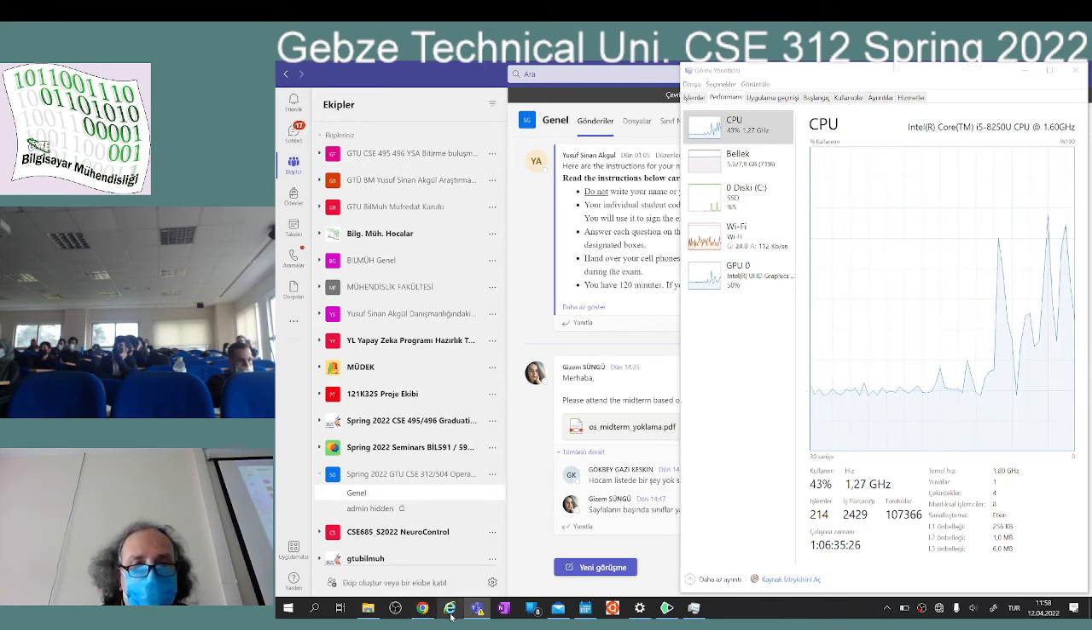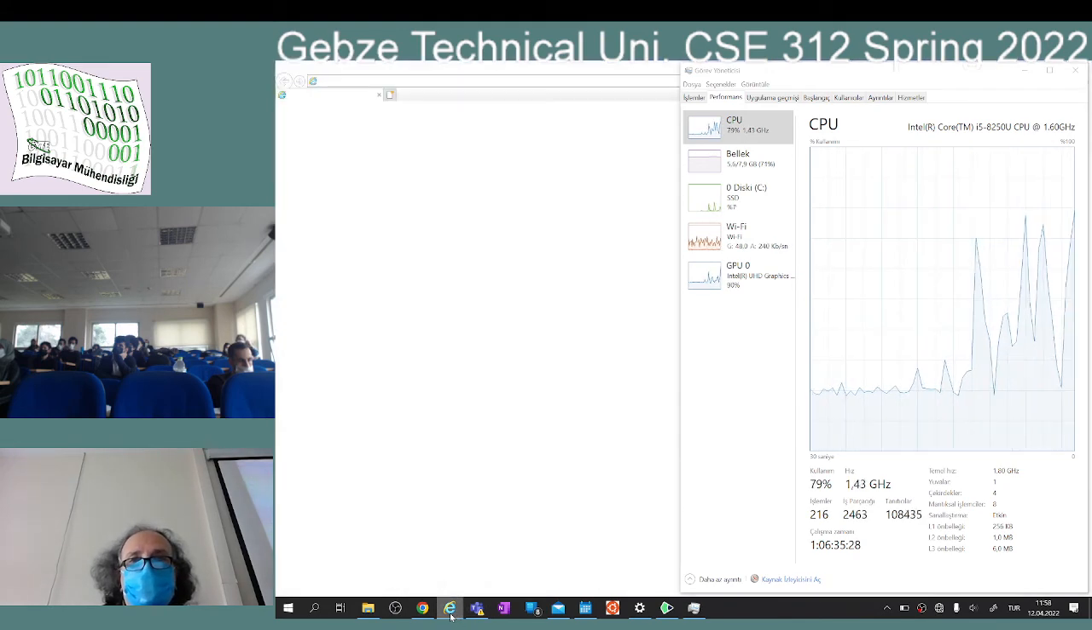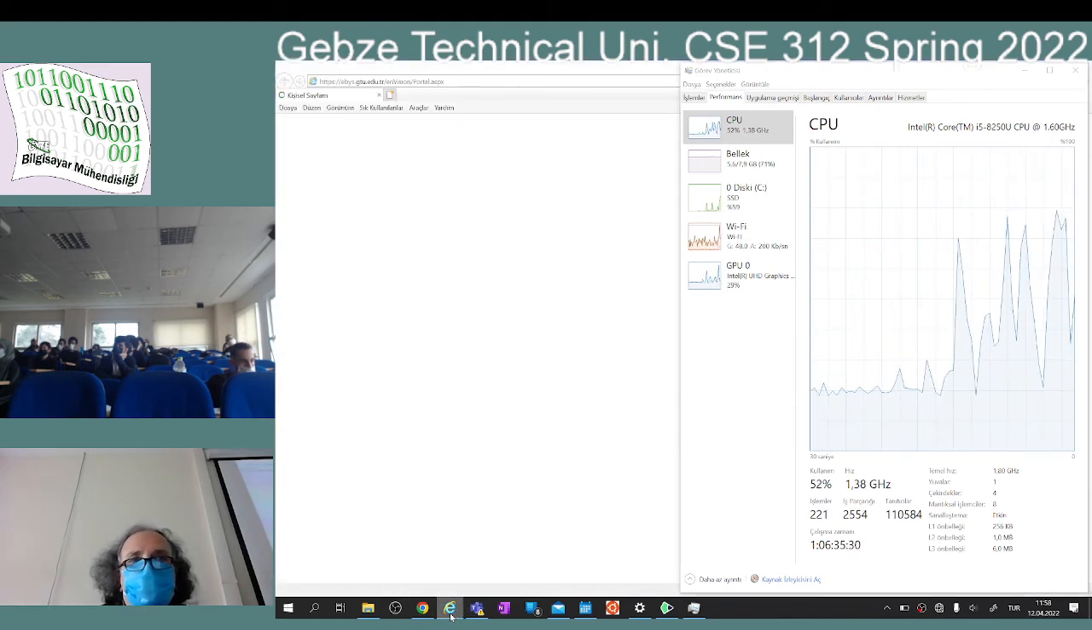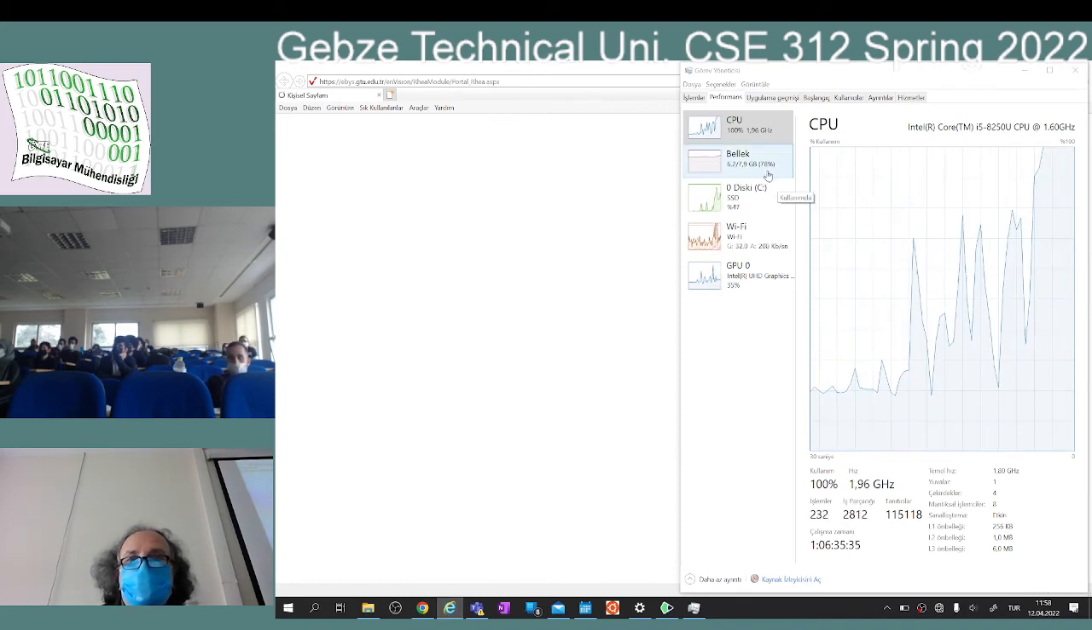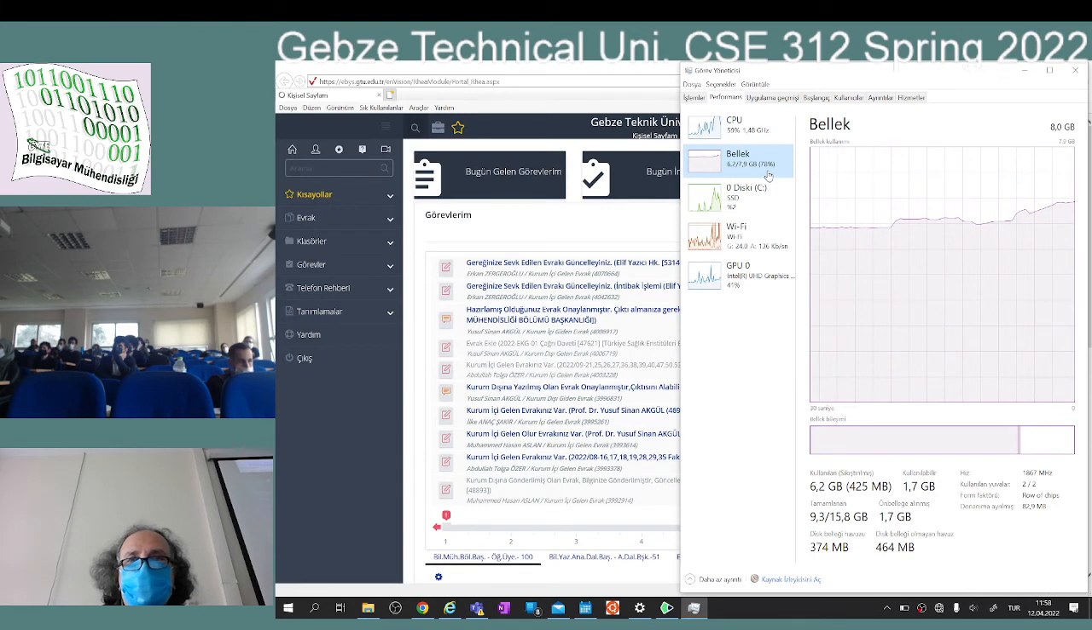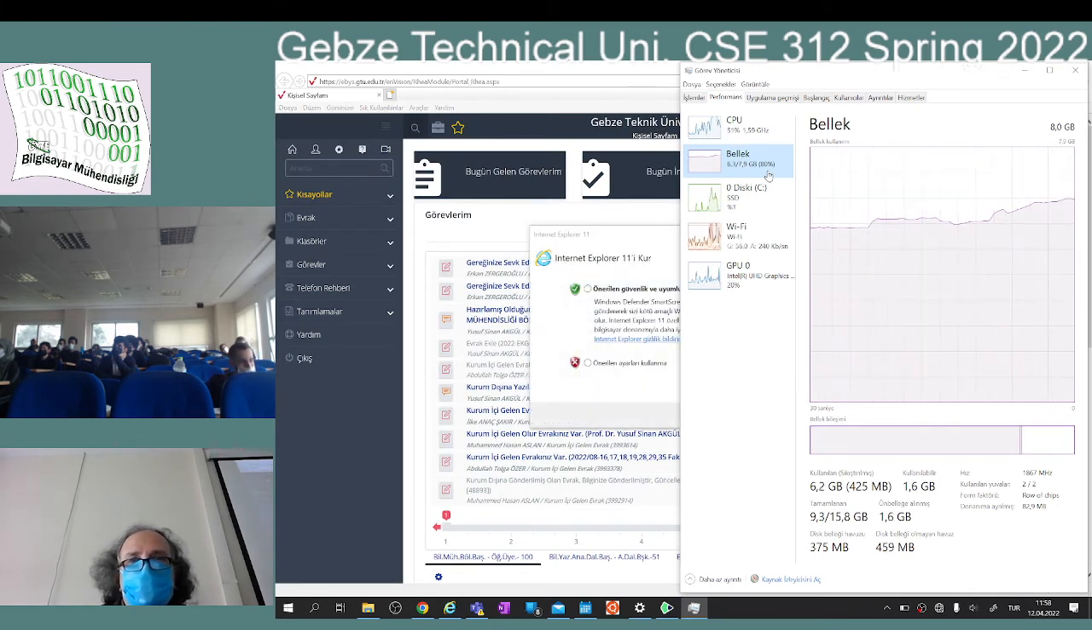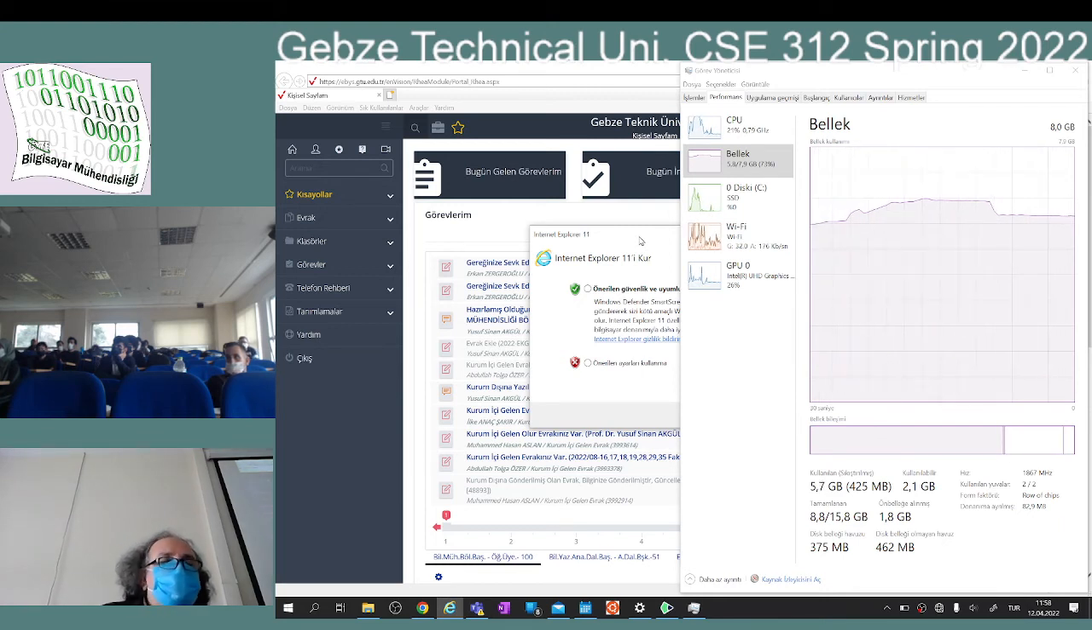Let me launch this Explorer. I am launching it. It is trying to load something, so my memory is increasing and increasing. Okay, so it is 80% now. If I wait a little bit, see, it is going down. So it is 73%. If I wait a little bit more, maybe it will go down to 68% again.